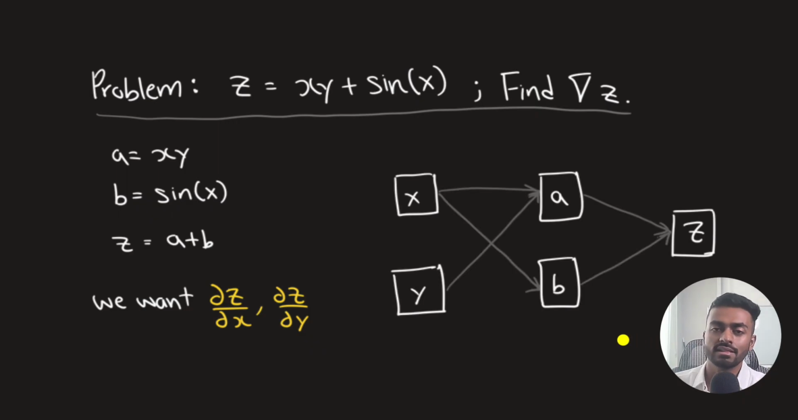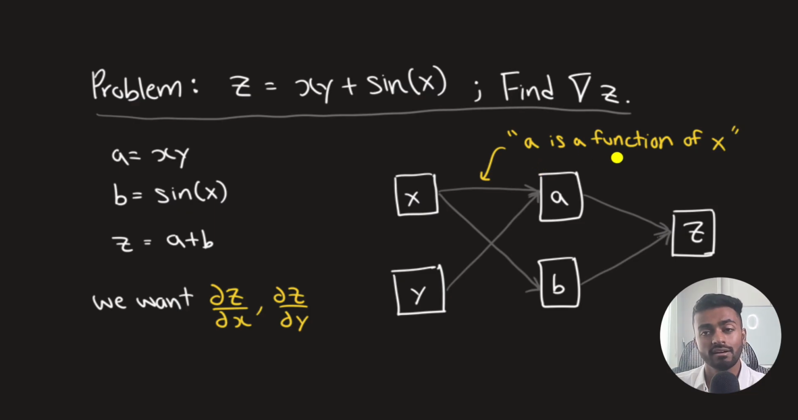So from this, let's try to create this computation graph. So what this means here is that if there's an arrow from x to a, it means that a is a direct function of x. So you can see that x and y are just their own independent variables. a is now dependent on x and y, b is dependent on x, and z is dependent on a and b, which is representative of these equations.